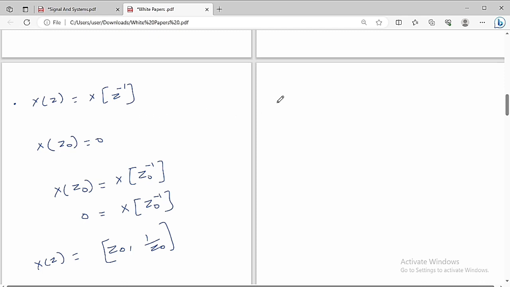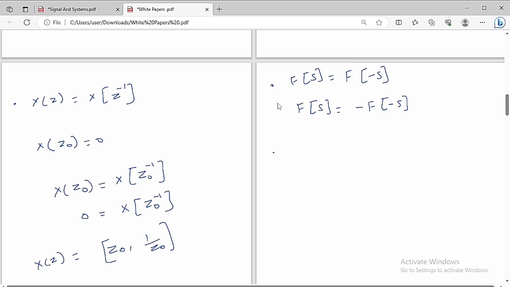And I already told you one important point. If f(s) is equal to f(-s), then we can say the given signal f(t) is an even signal. Suppose if f(s) is equal to minus f(-s), then we can say the given signal is said to be an odd signal. I already told you this so many times, so you always have to keep these formulas in mind.